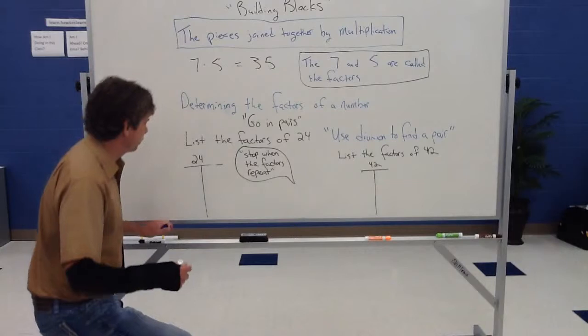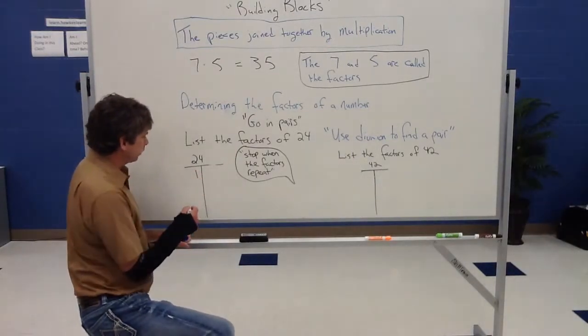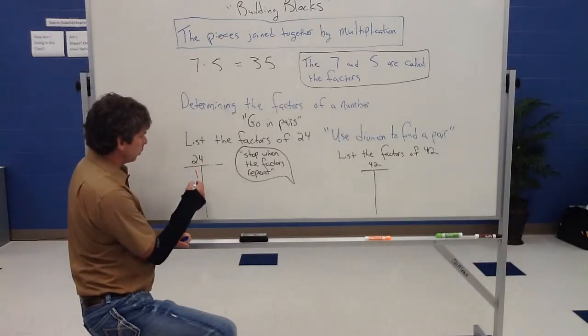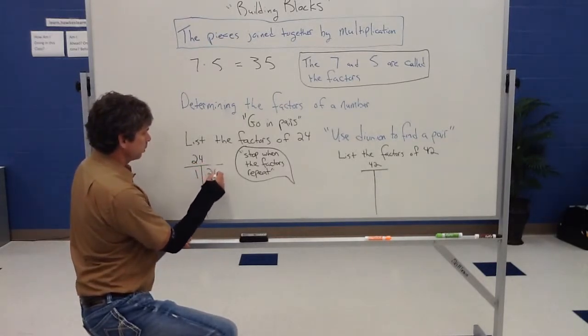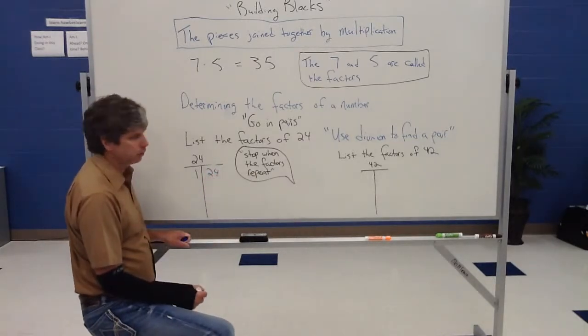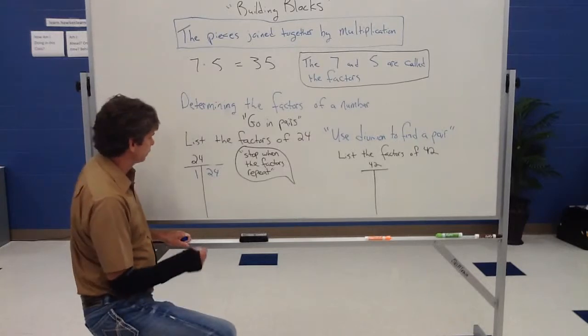So when we have a 24, we start with the number 1. And we ask ourselves, will 1 go into 24? Or what times 1 is 24? And of course we know 1 times 24 is 24. So those are called the factors of 24.